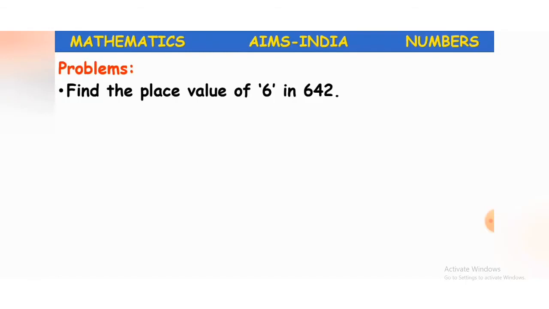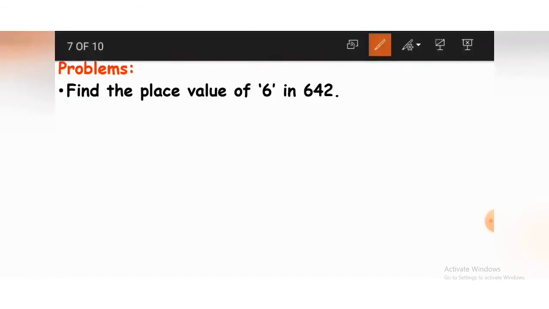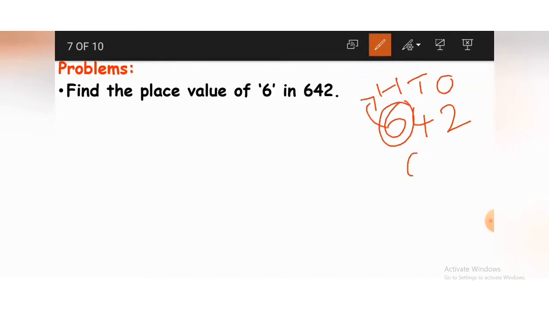Solving everybody. What is the first step to find out the place value? First write the places on top of the number, starting from ones, tens and hundreds. In the question they are asking us to find out the place value of 6, which is in hundreds place. So the place value will be 600. The correct answer is 600. So whoever has got the correct answer, please clap for yourselves.